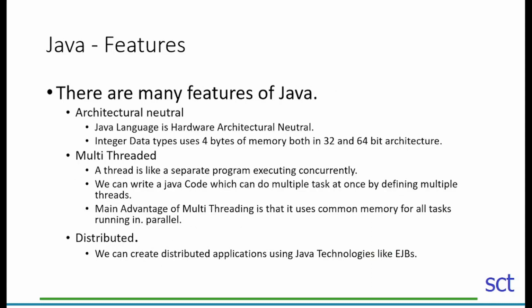It is architecture neutral. Java is architecture neutral because once you declare an integer type of data, it can run in both 32-bit and 64-bit architecture. So it is architecture neutral. Multi-threading: we have a single program, and we can run it in different threads, so different parts of the program run in parallel at a time. It is also a distributed application language. Java has some supporting features like EJBs, where you can run distributed applications also.